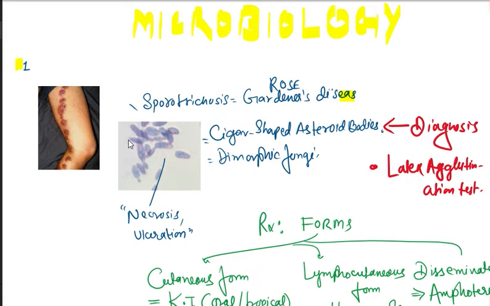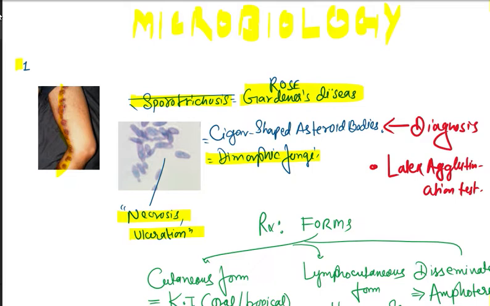So we are seeing this condition. This is Sporotrichosis. Here it is along the lymphatics. There is necrosis and ulceration. This is produced by Sporothrix, which is a dimorphic fungus. This disease is also known as rose gardener's disease because the infection occurs from a rose thorn prick.